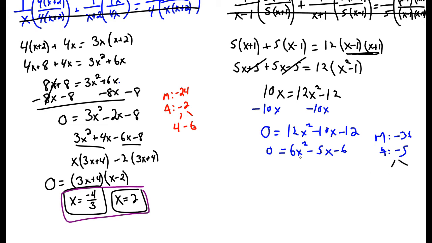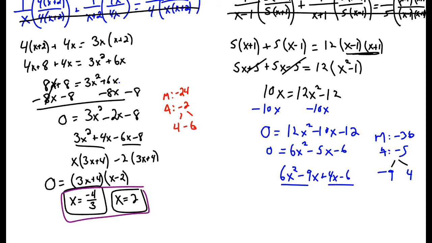So what do we end up with? What multiplies to negative 36, let me make that look like a 6, that adds to negative 5. Well, hopefully you came up with negative 9 and 4. So 6x squared, split the middleman as negative 9x plus 4x minus 6.